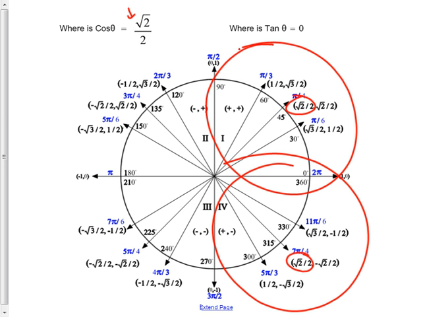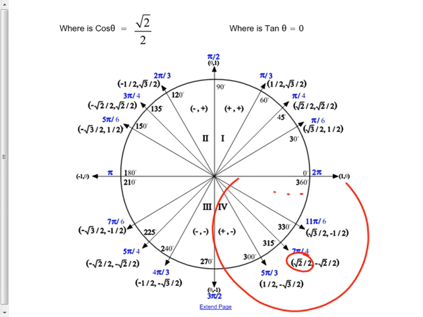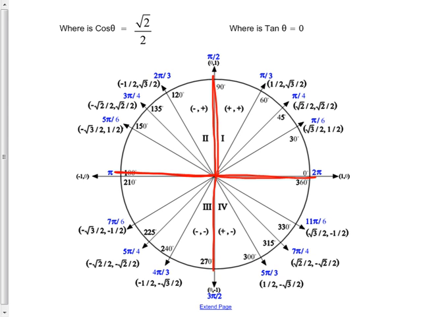How about on the next one? Where is tangent equal to 0? Tangent equaling 0 implies that it's 0 over something. It doesn't even matter what. So one of the sides has to be 0. Where are there triangles that have sides of 0? Yeah, these spots. And at which of them is tangent actually equal to 0?